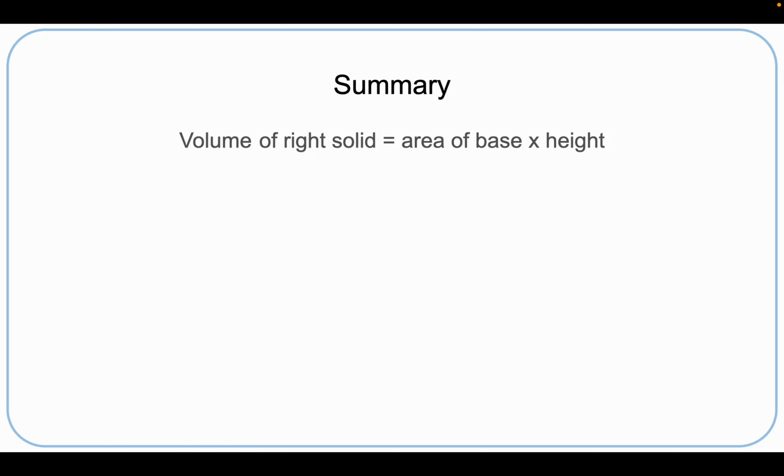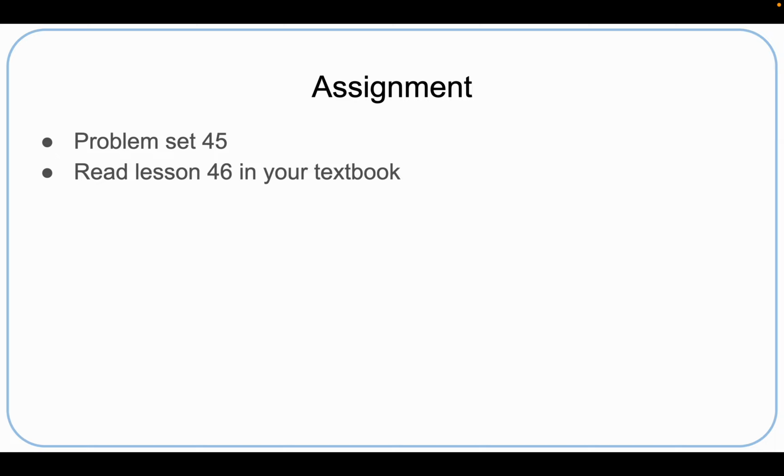In conclusion, the volume of a right solid equals the area of the base times the height.